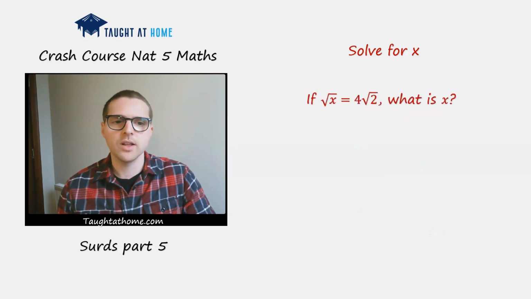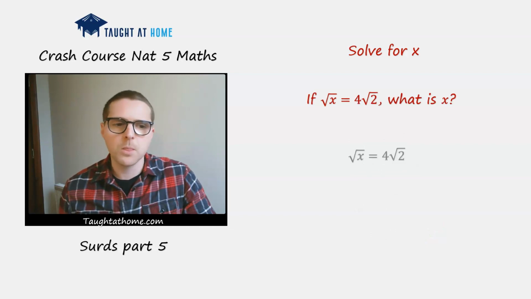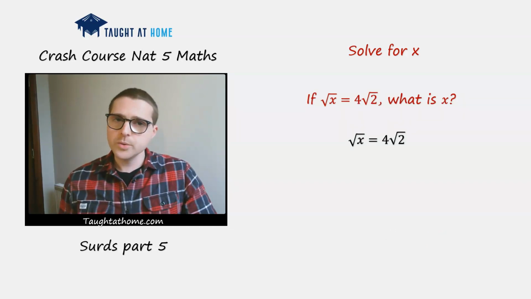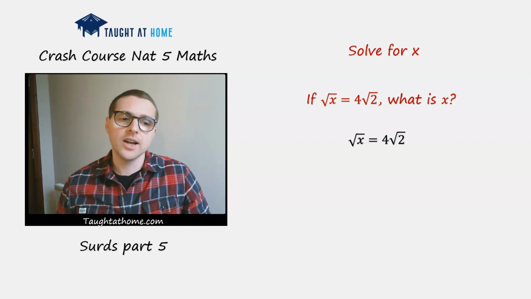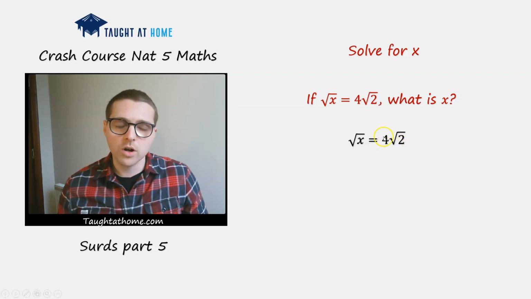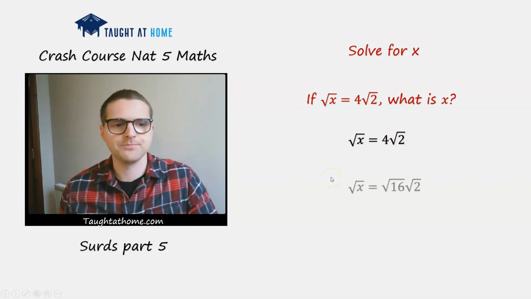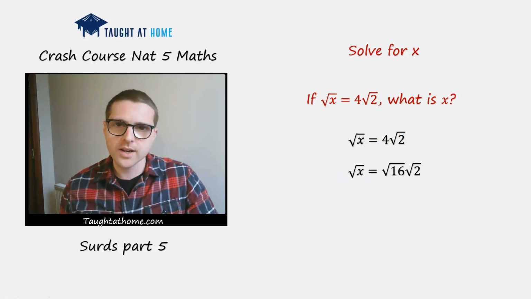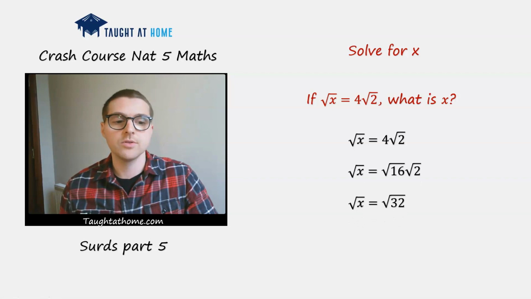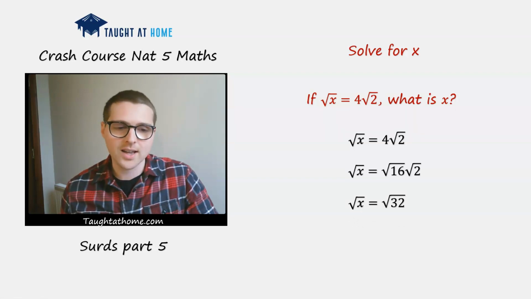Let's do another example. If root of x equals 4 root 2, what is x? We're going to convert this 4 into a square root, so it'll be root 16. We're going to multiply the right hand side to give root 32, and therefore x must equal 32.